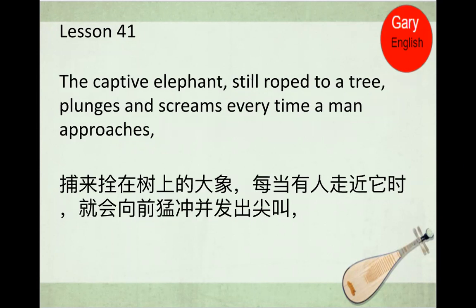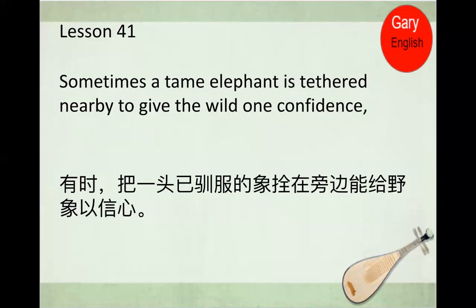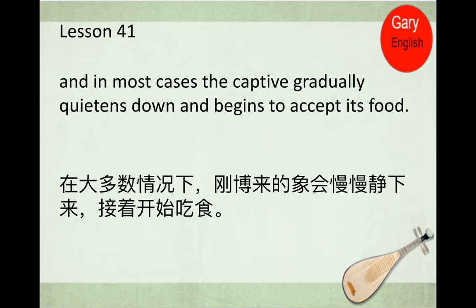The captive elephant, still roped to a tree, plunges and screams every time a man approaches, and for several days will probably refuse all food through anger and fear. Sometimes a tame elephant is tethered nearby to give the wild one confidence. And in most cases, the captive gradually quietens down and begins to accept its food.